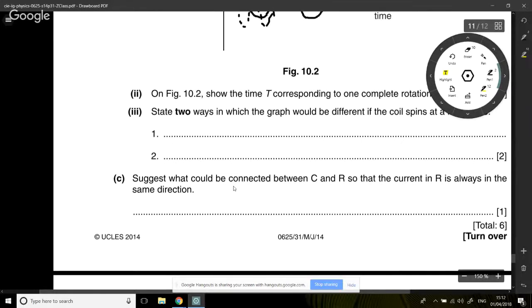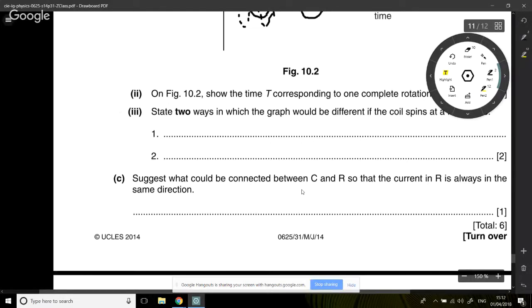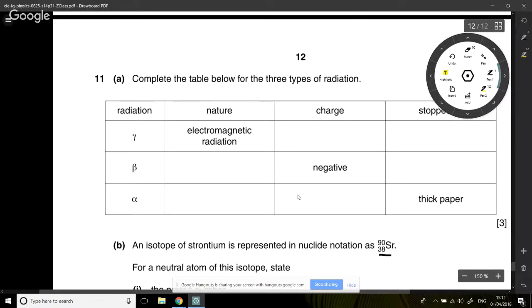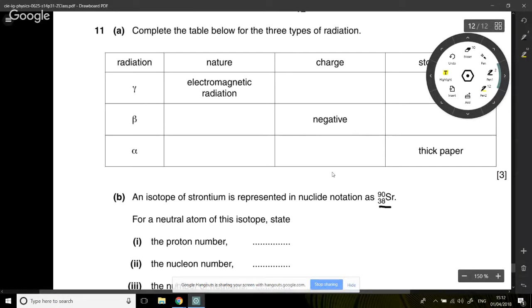Then they ask, what could you connect between here and here to get a DC current going through instead of an AC current? And you just use a rectifier or full wave rectifier. All right, so this we're just going to move past. You just got to remember it, so it's nothing too interesting.